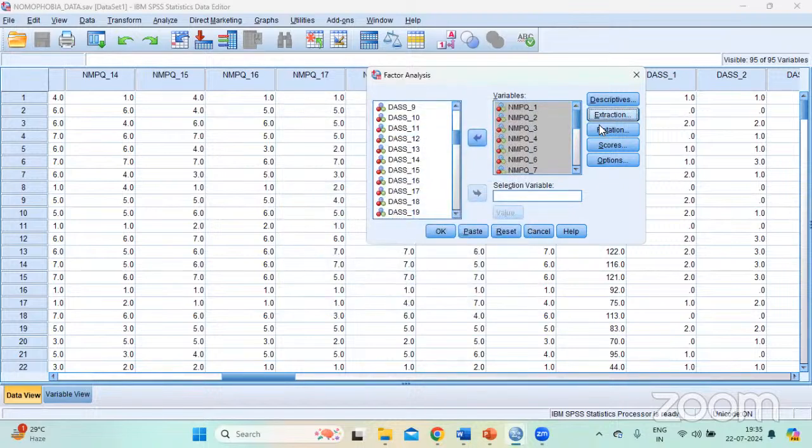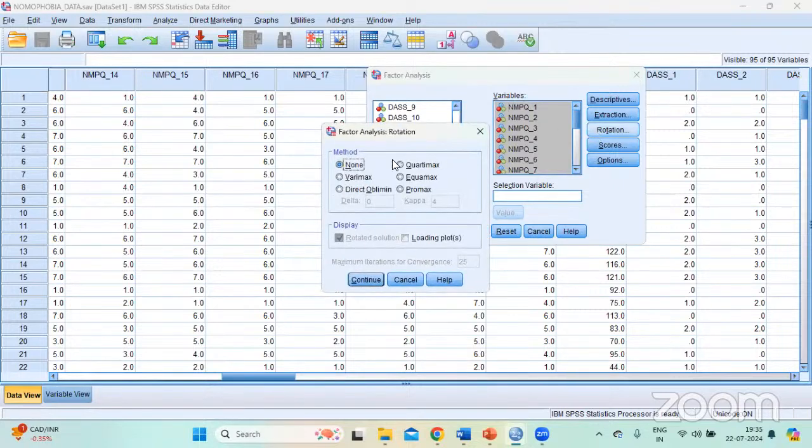Okay, continue. Then comes the rotation. Here we choose the rotation method, and you can see all those which we just discussed. Varimax, that's an orthogonal rotation. Quartimax and Equamax, all these three are orthogonal rotation methods. Direct Oblimin and Promax are the oblique rotation methods. We choose the Varimax rotation because that's something we generally use for PCA, and we are asking it to display the rotated solution. Okay, continue.